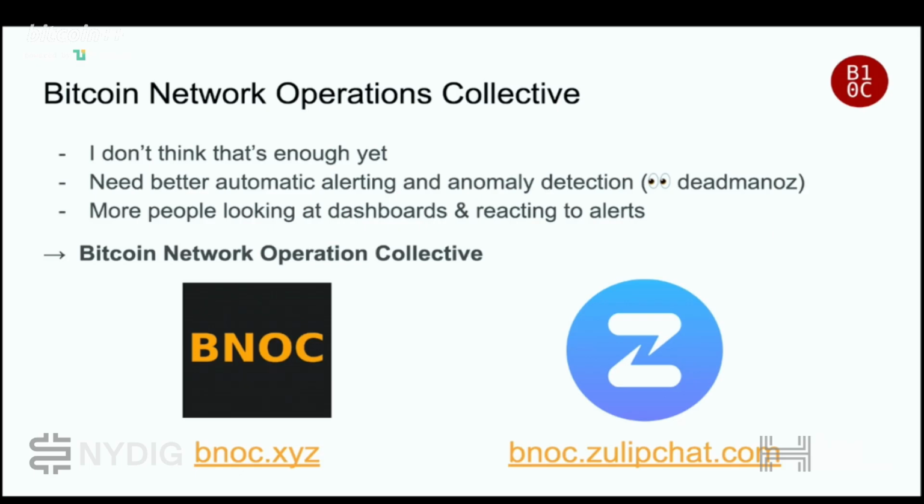So NOC in a company would be a Network Operations Center. I don't think a center is the right thing for Bitcoin. I think it's more like a collective of different people from different parts of the world working on different organizations, coming together and discussing observations they had on the network. It doesn't need to be the P2P network. Can be other places, and we definitely need better automatic alerting and anomaly detection.